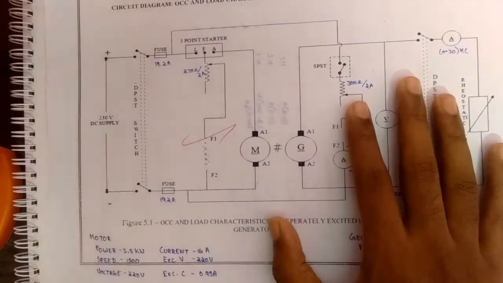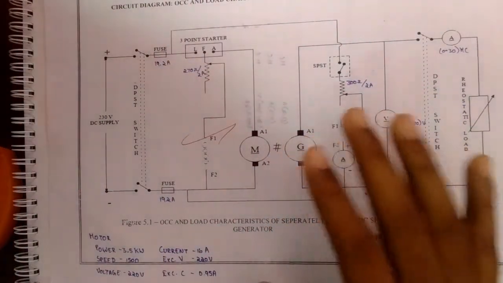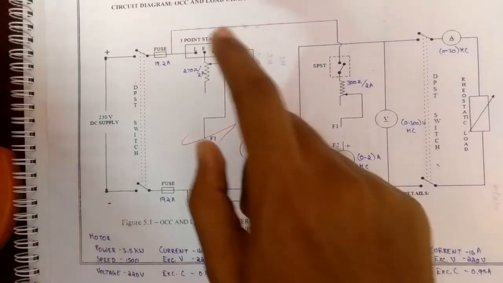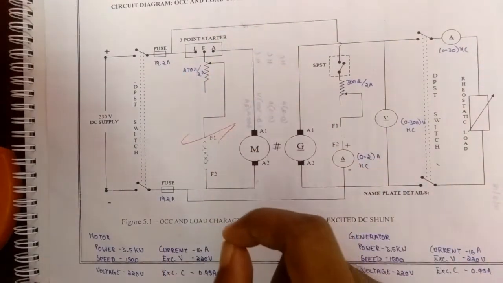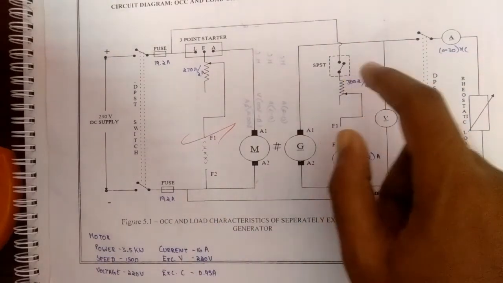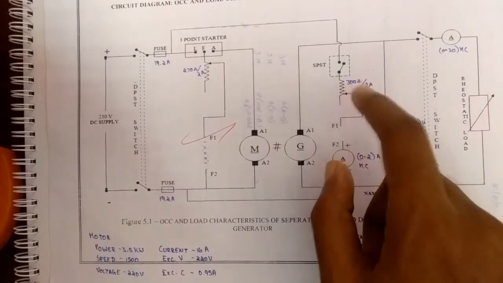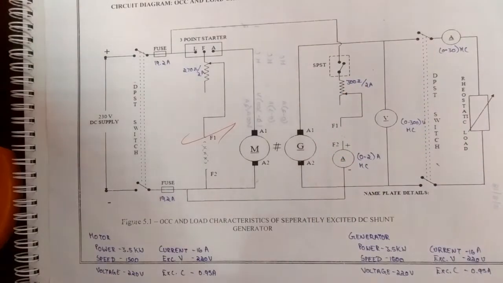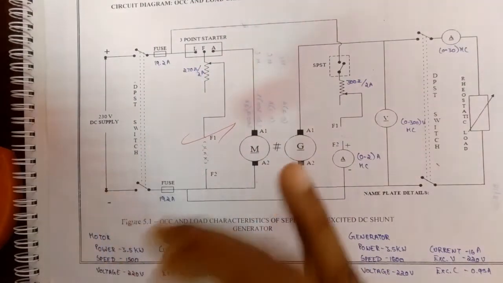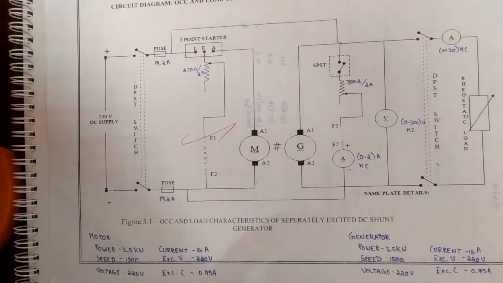Okay, before going to the procedure, the precautions we should take care of are that the motor field rheostat should be kept at the minimum position at the time of starting. The generator field rheostat should be kept at the maximum position at the time of starting. The DPST switch is kept open during the OCC test. The SPST switch is opened at the starting to note the residual voltage.